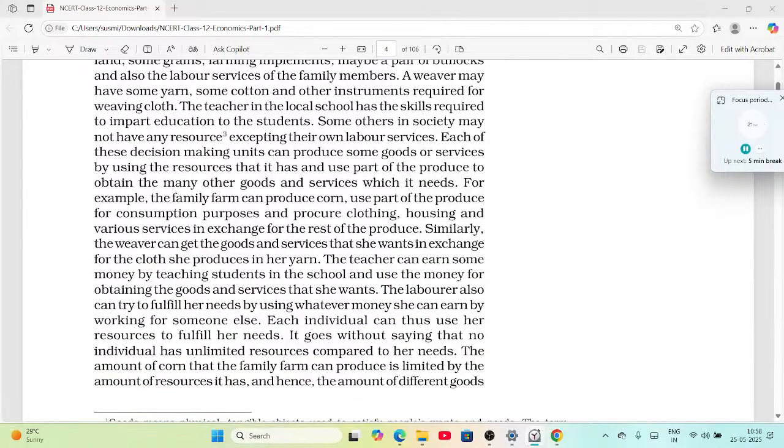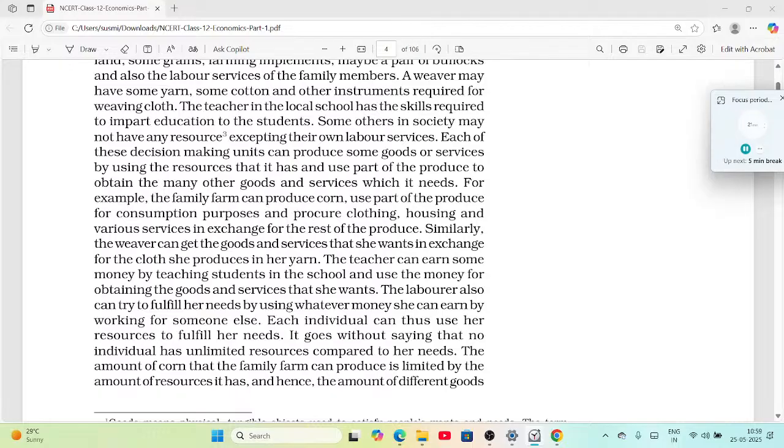Each of these decision-making units can produce some goods or services by using the resources that it has, and use part of the produce to obtain many other goods and services which it needs. For example, the family farm can produce corn, use part of the produce for consumption, and procure clothing, housing, and various services in exchange for the rest of the produce. Similarly, the weaver can get the goods and services that she wants in exchange for the cloth she produces from her yarn. The teacher can earn some money by teaching students in a school, and use the money for obtaining the goods and services that she wants.